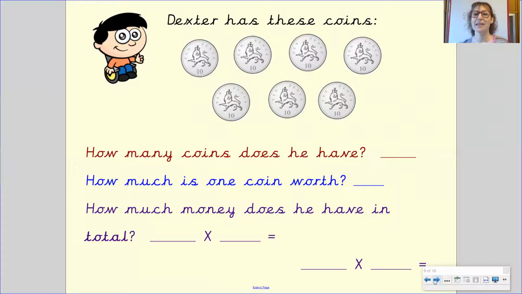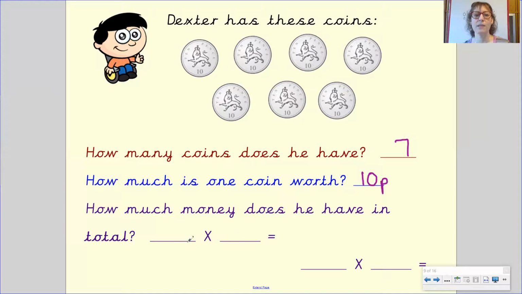Right, let's have a look at Dexter. Dexter's got some money. So the first question says, and we need to be really careful and make sure we read the questions carefully. How many coins does he have? So it doesn't ask how much money he has. It asks how many coins he has. So he has 1, 2, 3, 4, 5, 6, 7. He has 7 coins. How much is 1 coin worth? So what are these coins? They are 10p. So 1 coin is 10p.